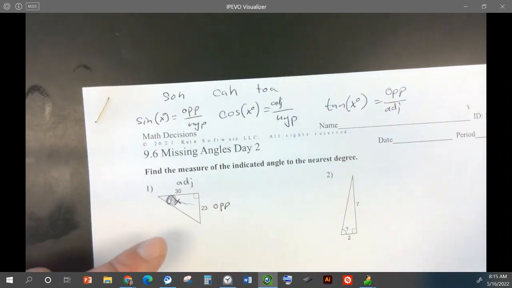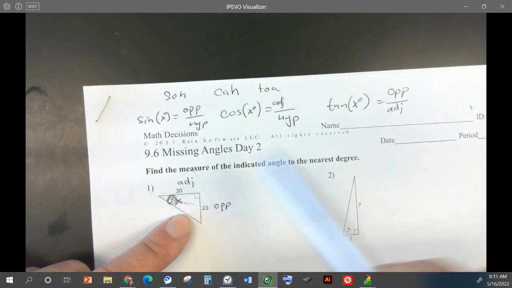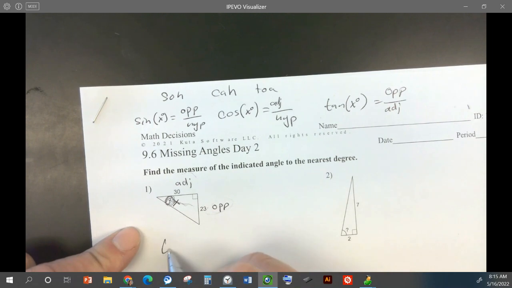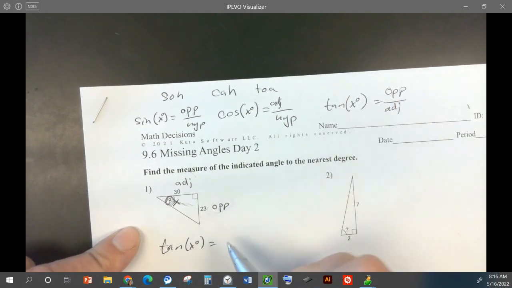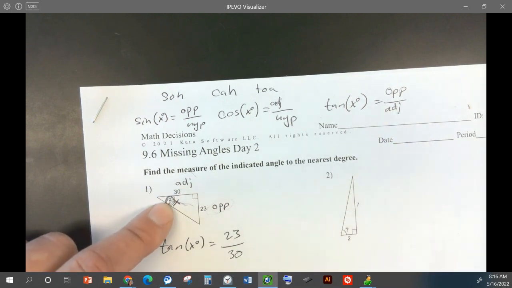So now that helps me match. I have the opposite side and the adjacent side. That helps me match. I'm using the tangent of the angle. So tangent of the angle equals the opposite side, which is 23, over the adjacent side, which is 30.